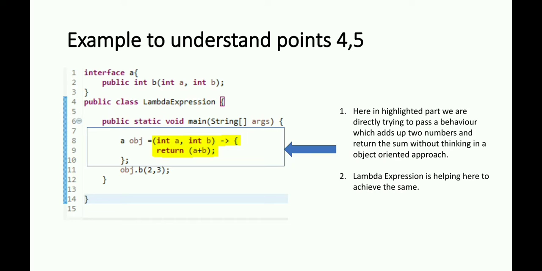So this is the second example of lambda expression. If you see in the highlighted area, we are trying to pass a behavior, like we are passing two numbers and returning the sum of the numbers. We are trying to pass this behavior itself. So we are not thinking in the object oriented approach. So this is functional programming, and lambda expression here is helping us to achieve the same.